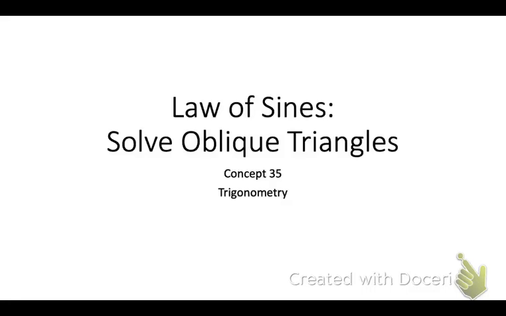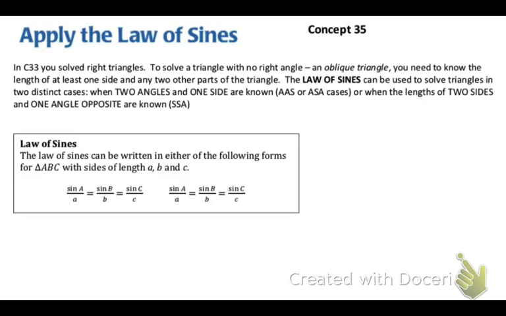Algebra 2, Concept 35, using the law of sines, solving oblique triangles. In Concept 33, you solved right triangles. To solve a triangle with no right angle, that's called an oblique triangle, you need to know the length of at least one side and any two other parts of the triangle. And we can use what's called the law of sines to solve those triangles.